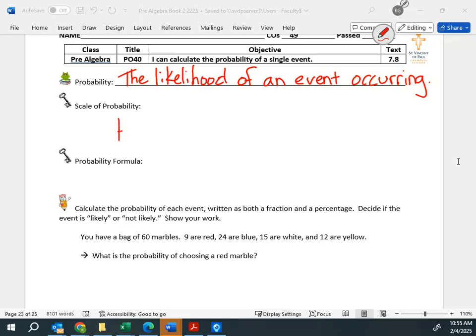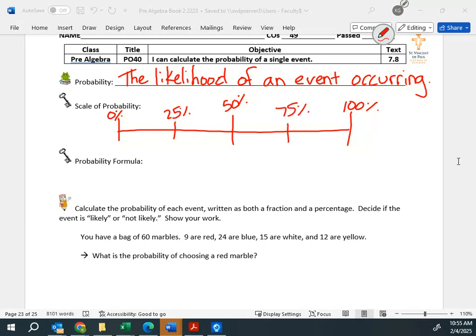So that scale of probability, remember we had our 0% at one end, 100% at this end, 50% in the middle, 25% is half of that, 75% is in the middle of that. Where would something be likely to happen? Amala? Yeah, above 50% to 100% is likely. If it's at 100%, it is happening.